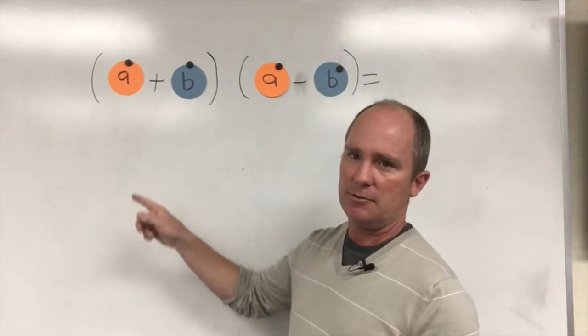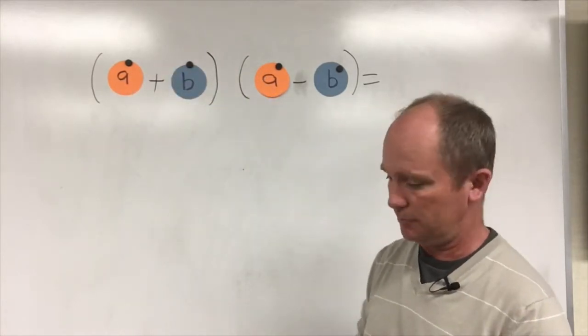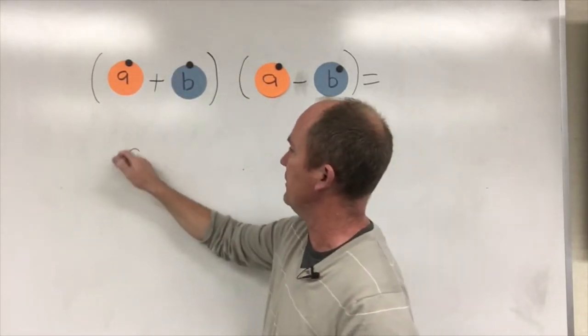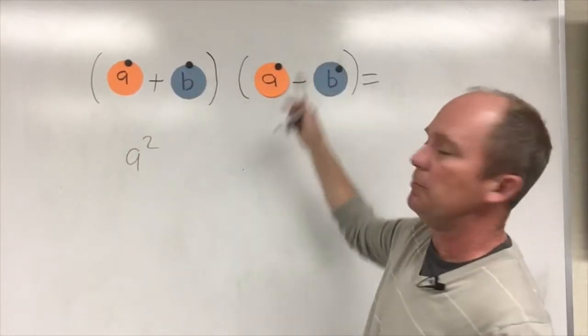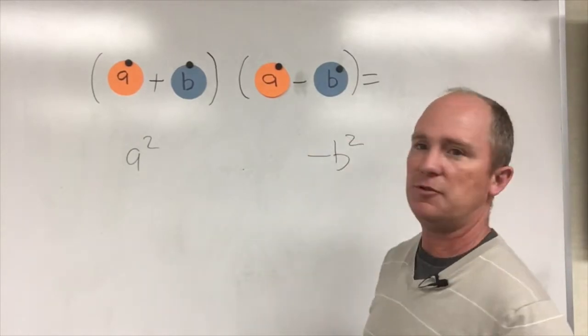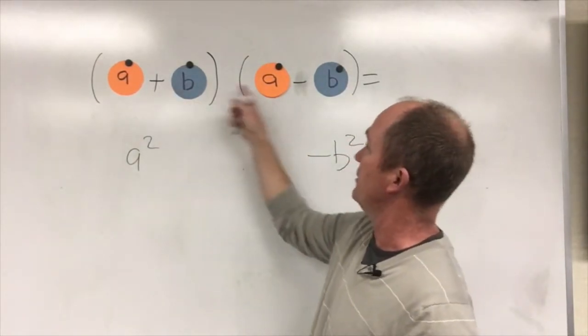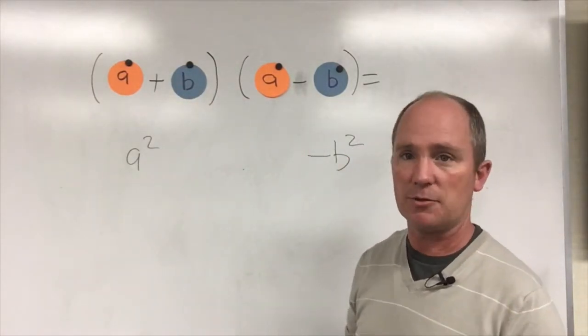If we take FOIL and we go a times a, we're going to get a squared. So if we multiply it out, we come out with a squared. Now, if we do the last two, b times b, we come out with negative b squared. And I don't know if you noticed, but when you have opposite signs here, this one's positive and this one's negative, they're going to basically cancel each other out.